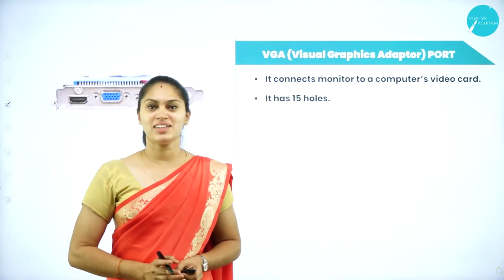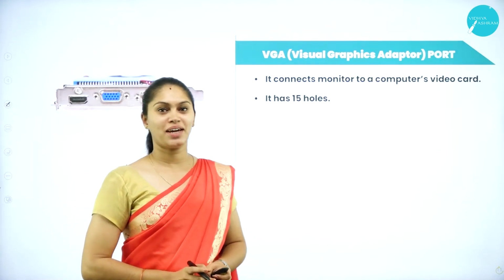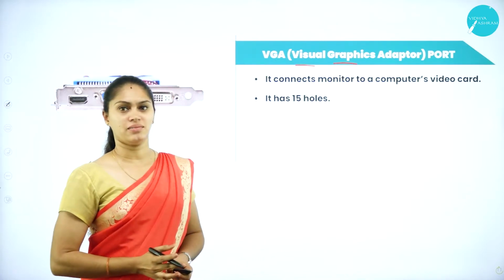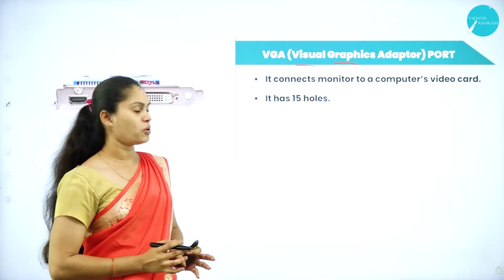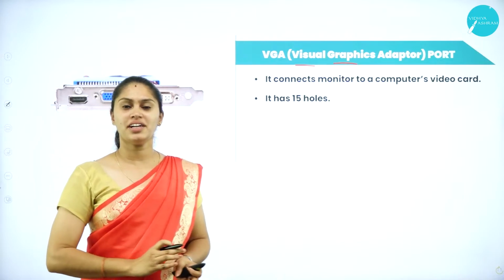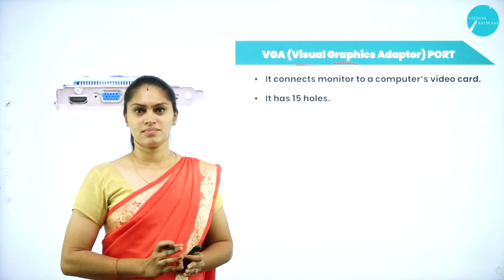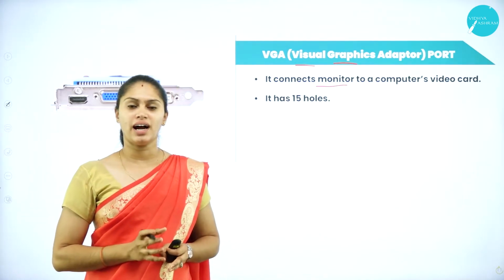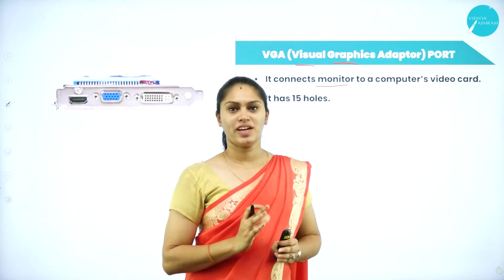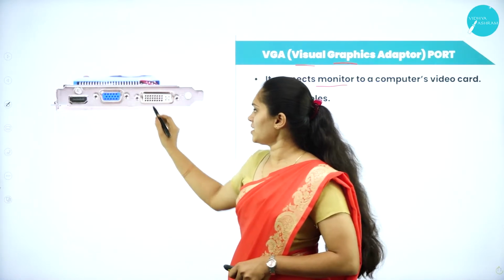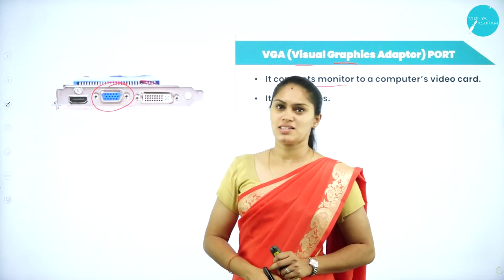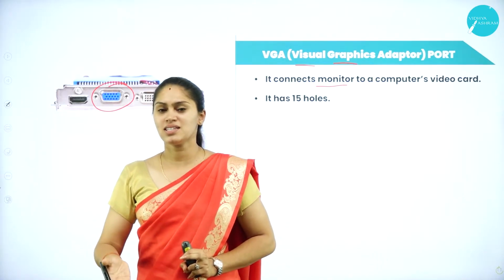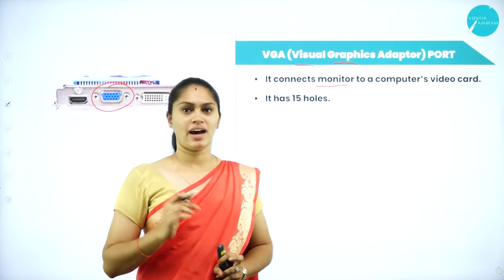So let me get into the next port, that is the VGA port. What do you mean by this VGA? That is Visual Graphics Adapter. Okay, this VGA port is mainly used to connect a monitor to the motherboard system. In order to connect a monitor to the computer's video card, at that time we require this VGA port. Okay, you might have seen this kind of port in your computer system. It is similar to the serial port. There we have pins, but here in this VGA we have holes.